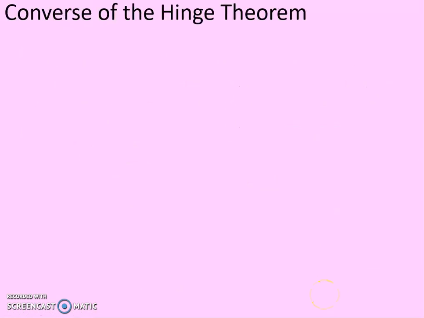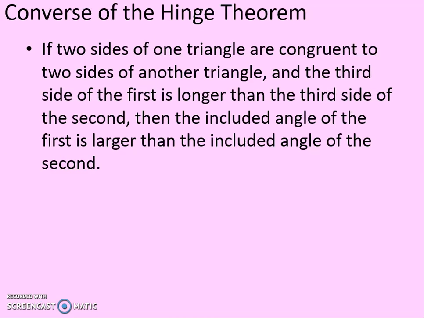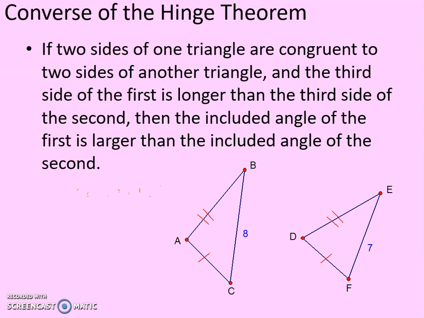Converse of the hinge theorem. If two sides of one triangle are congruent to two sides of another triangle, and the third side of the first is longer than the third side of the second, then the included angle of the first is larger than the included angle of the second. So we're actually going backwards. It's the same thing, but we're comparing angles now. So please write and highlight.